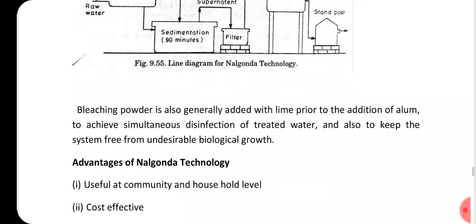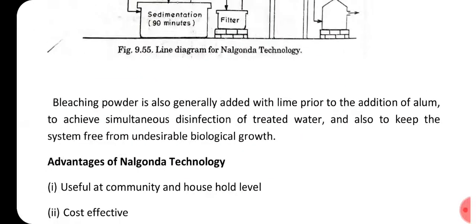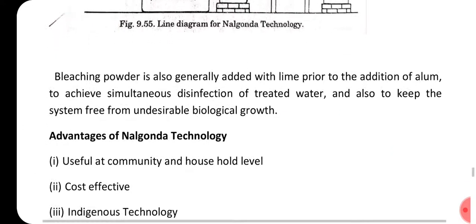So here bleaching powder is also generally added to the water. Alum is also added. Bleaching powder is generally added with lime prior to the addition of alum, to achieve simultaneous disinfection of the treated water and also keep the system free from undesirable biological growth. So this one is very important.